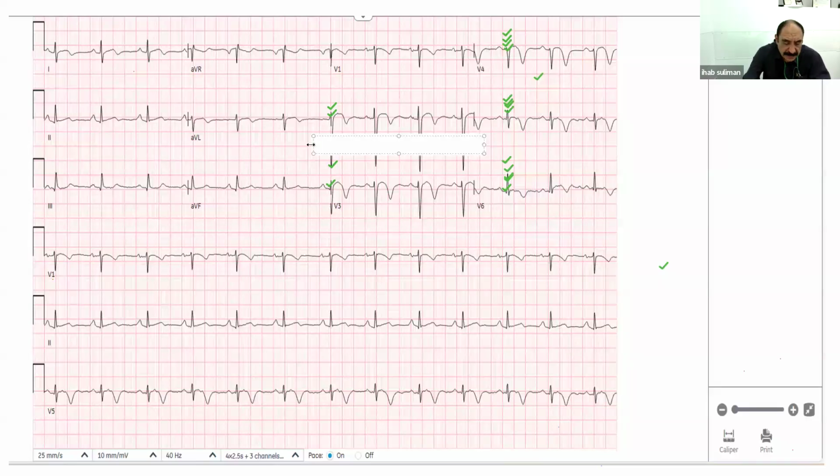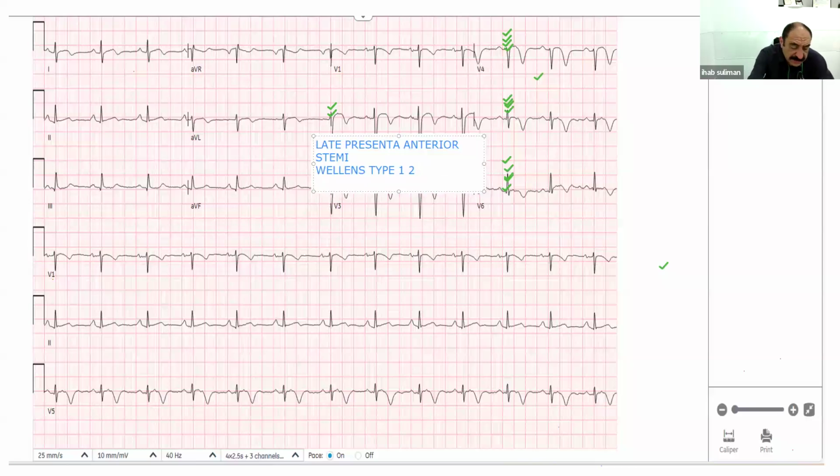So this is late presentation anterior STEMI, and it could be confused with Wellens type 1 or type 2 because it has the same biphasic T waves. It can also occur in stress cardiomyopathy. And also these ECG changes can happen post any cardiac arrest resuscitation.